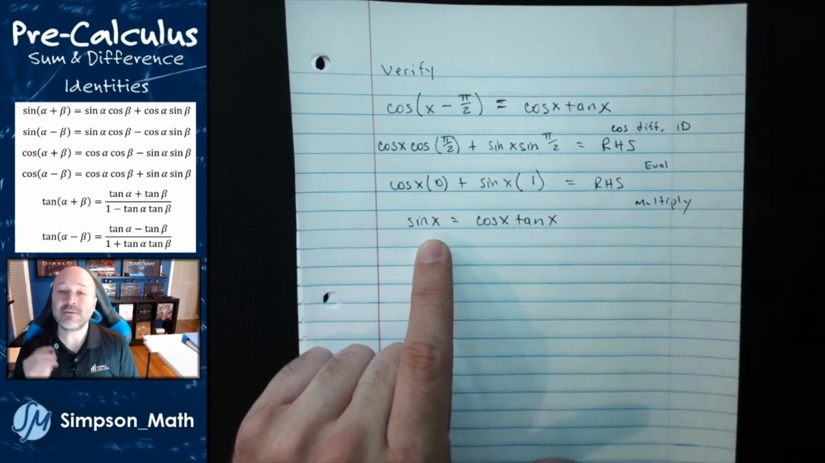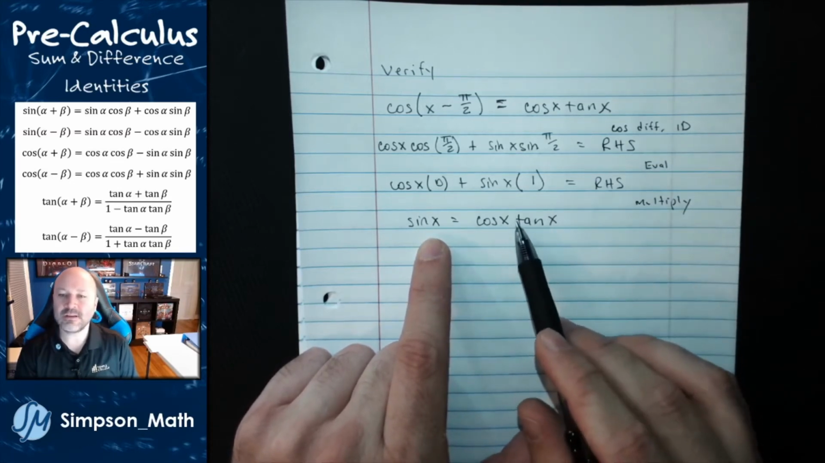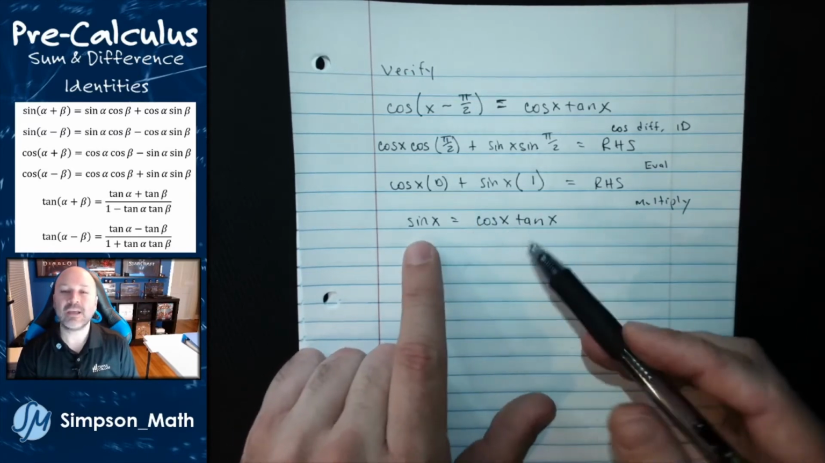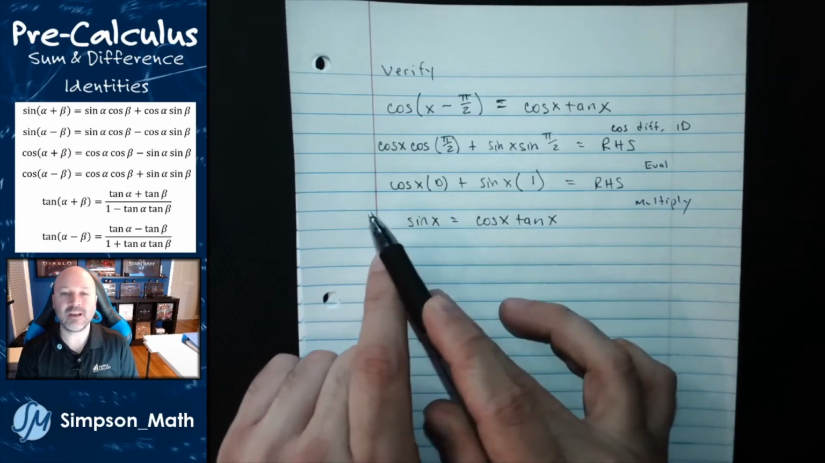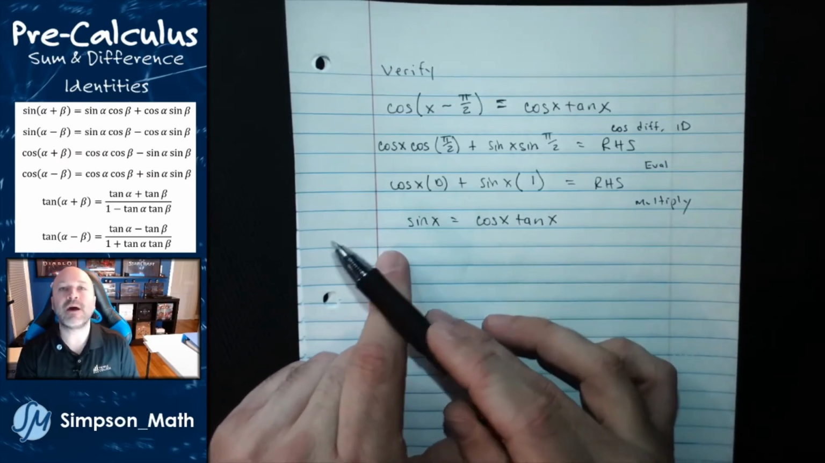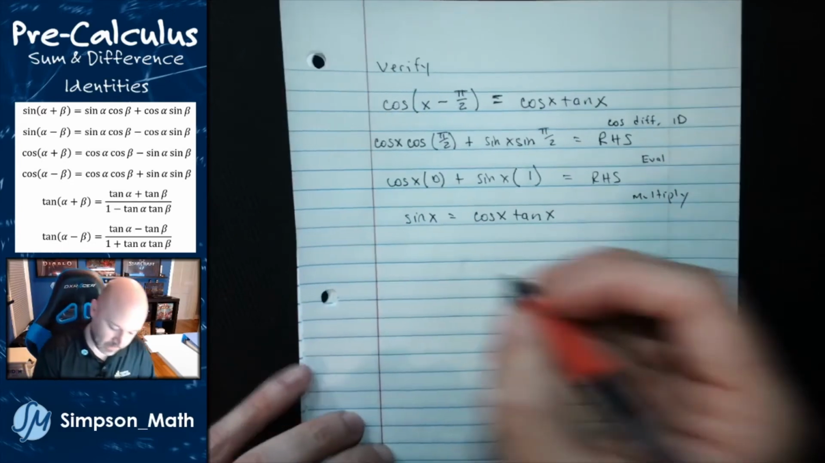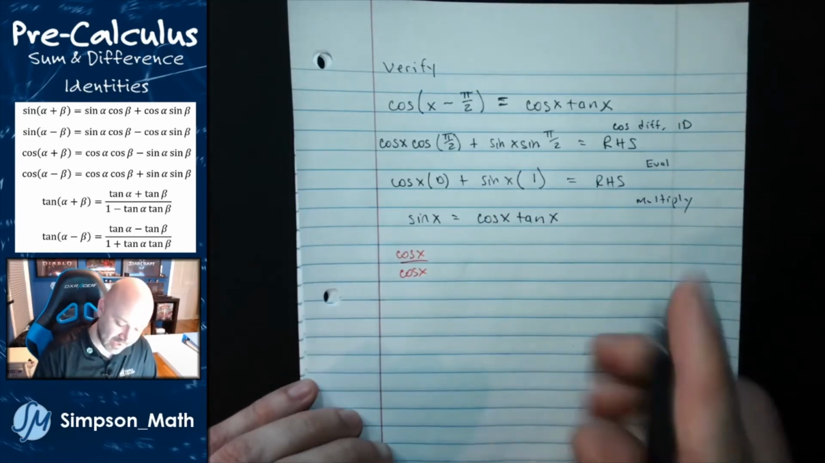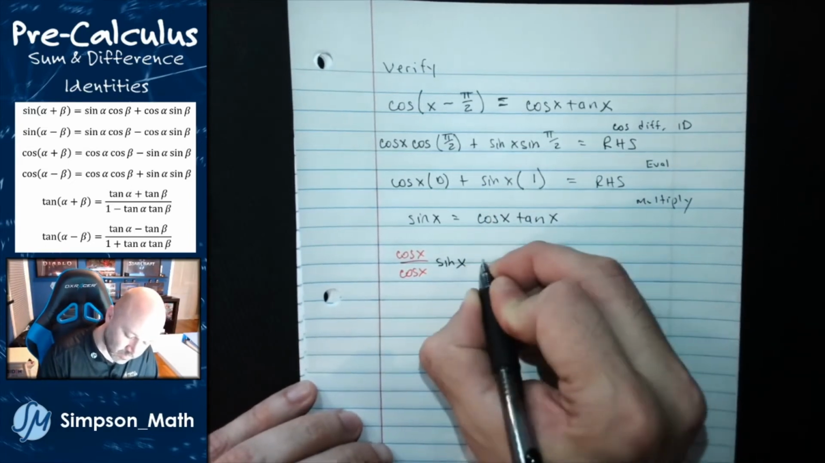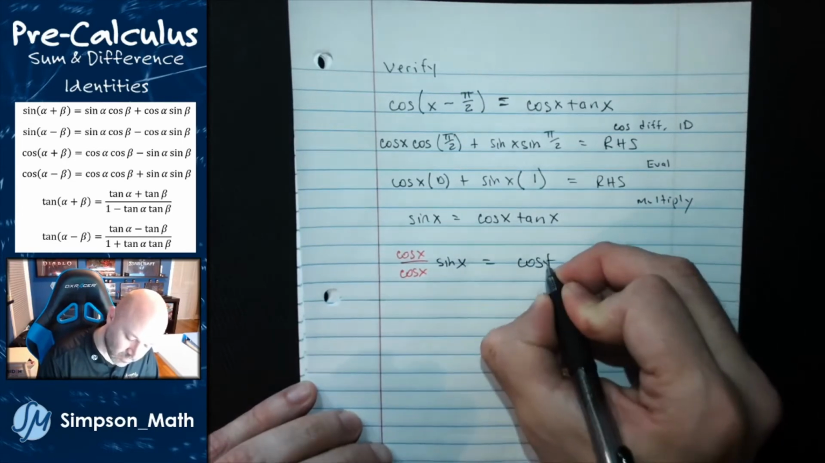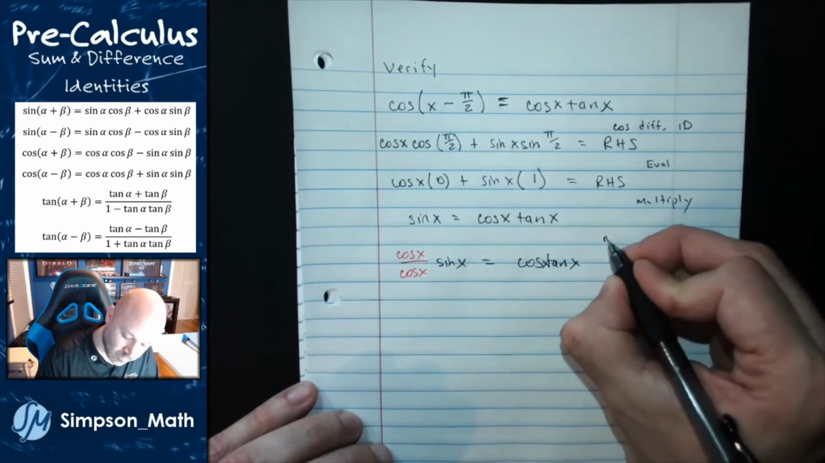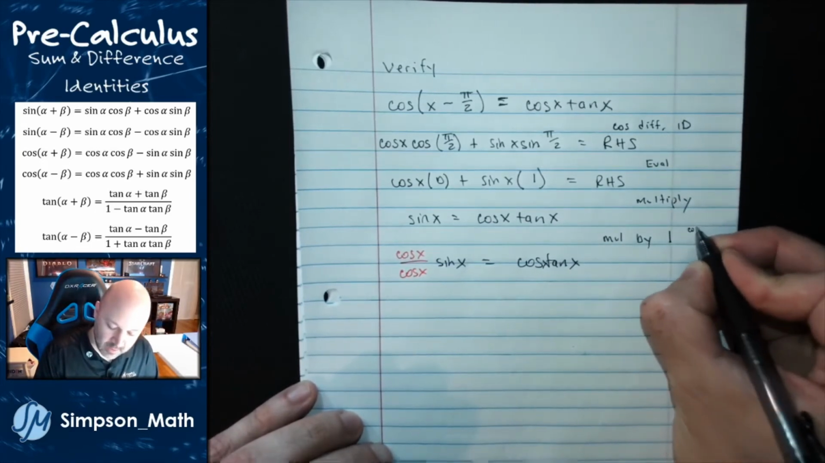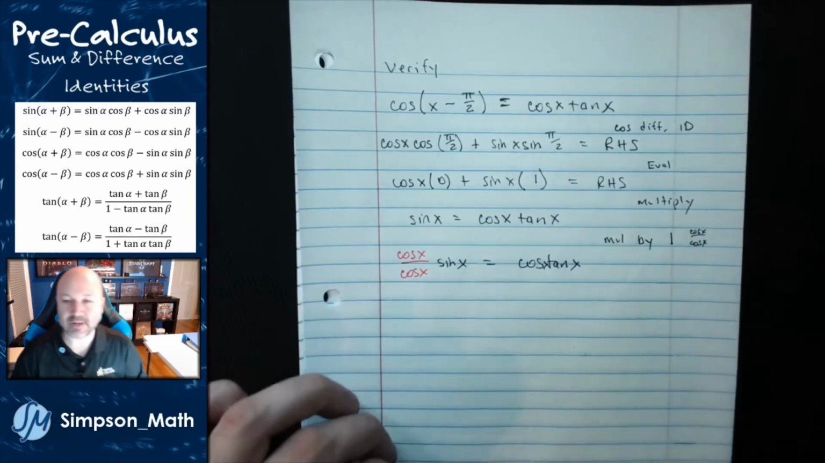Okay, now I need to turn sine into cosine times tangent. So it looks like I need some cosine talk. I can put cosine on the left-hand side as long as I do it legally. I'm going to multiply by cosine over cosine. I call this multiplying by a fancy 1. We're just multiplying by a form of 1, cosine over cosine. A fancy 1.